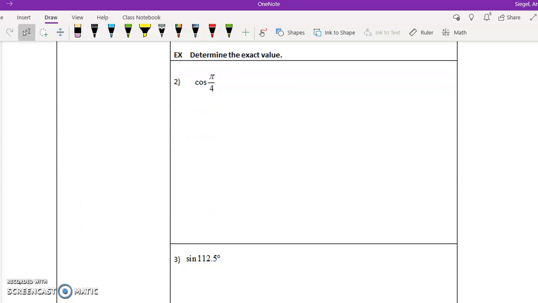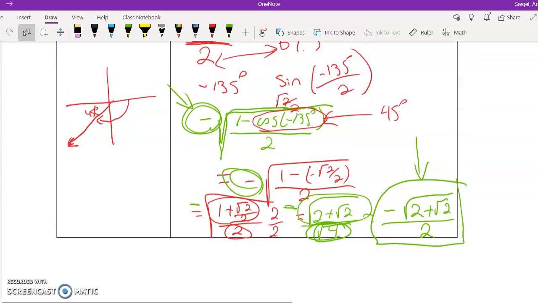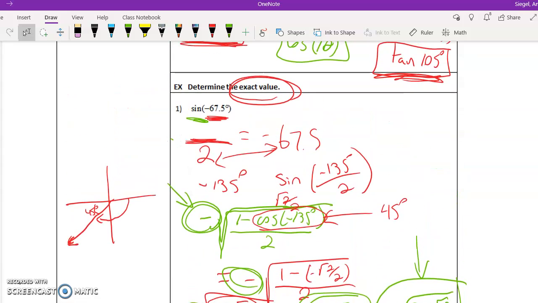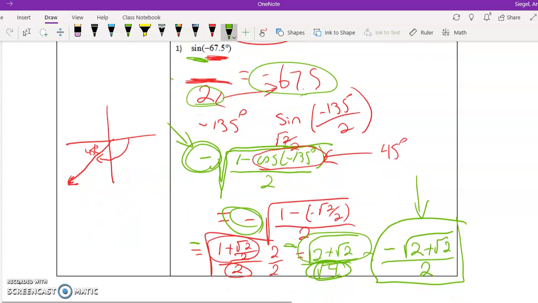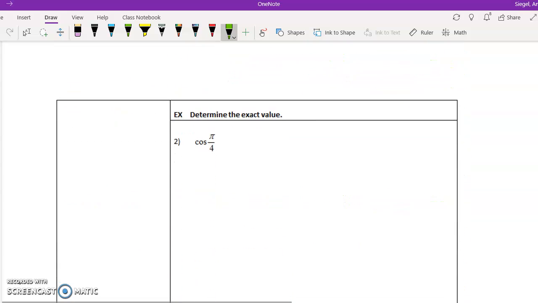Okay, so the next part is cosine of pi over 4. Remember, just like this one, let's get our minds wrapped around something we're familiar with. So I'm going to do something divided by 2 equals pi over 4. Let's do that.